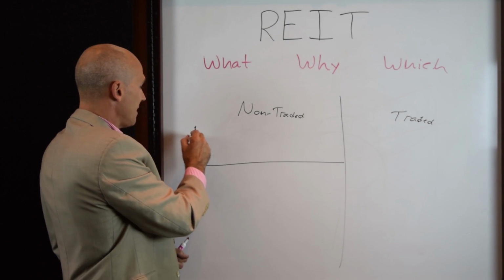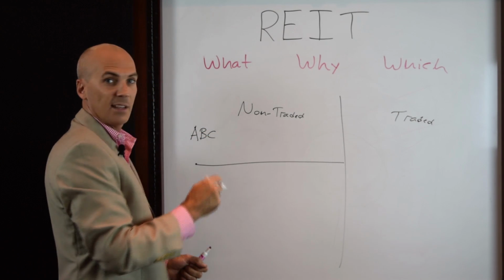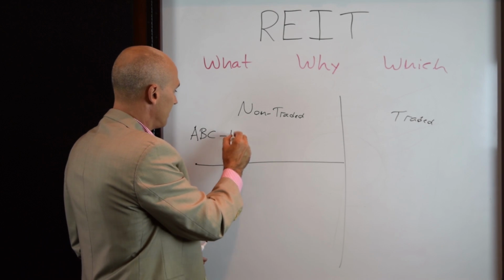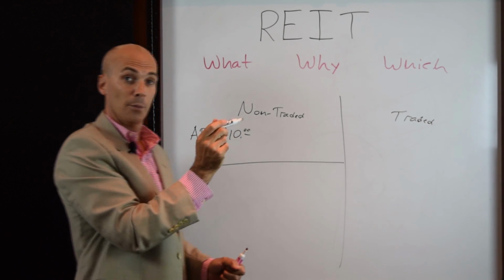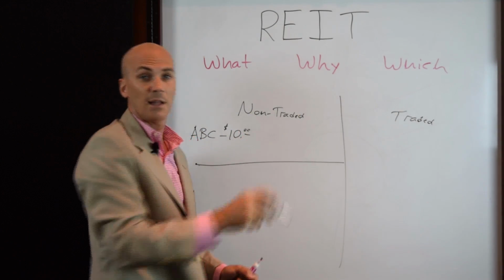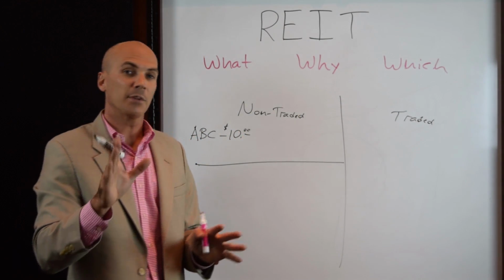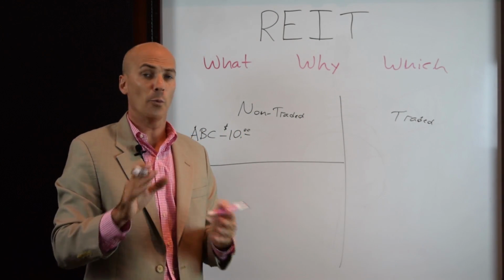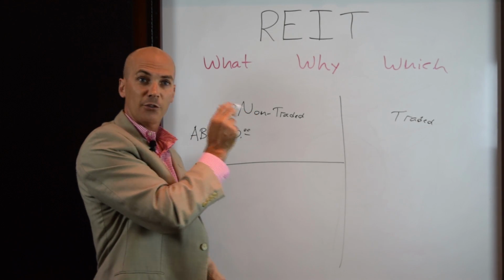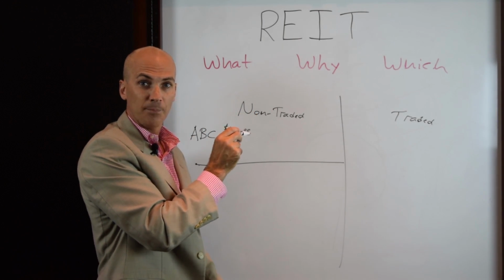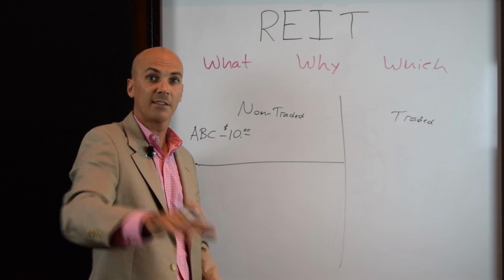Let's call it ABC REIT. ABC REIT's offering price is $10. It's $10 today, $10 tomorrow, $10 next week, and $10 the week after. So it's not traded in the markets. So no matter what happens in the Dow, the NASDAQ, the S&P, it doesn't affect the share price of non-traded REITs. What does affect the share price?